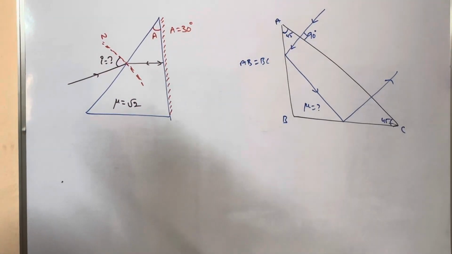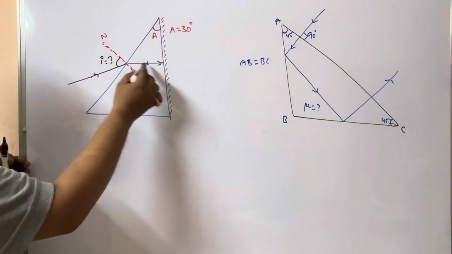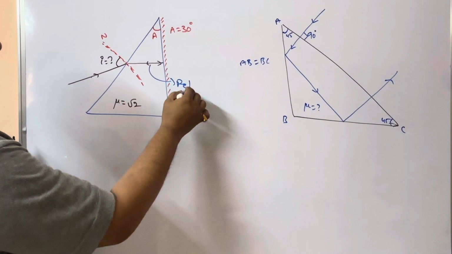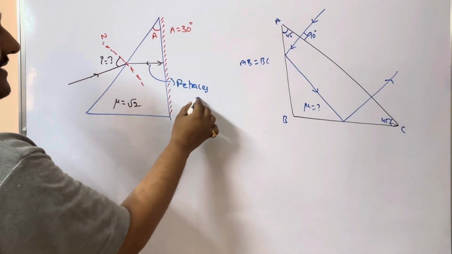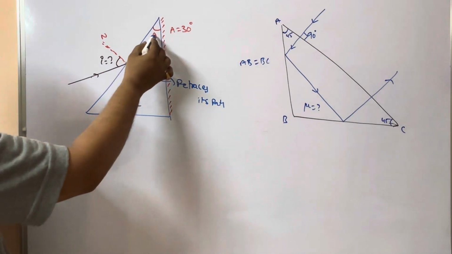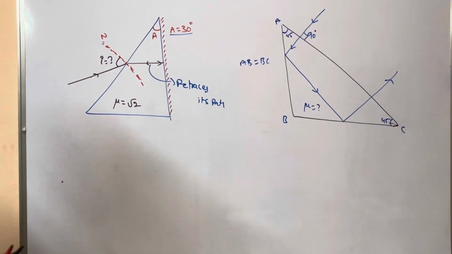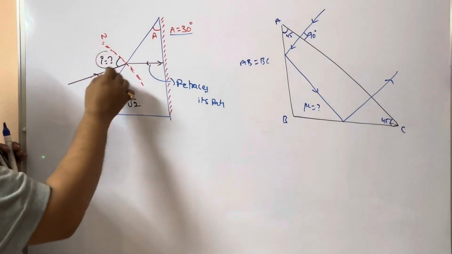Next, see this type of problem. The incident ray is going to retrace its path whenever the face is silvered. The angle of the refracting prism is given as 30 degrees. So at that time, what is the angle of incidence they are asking?